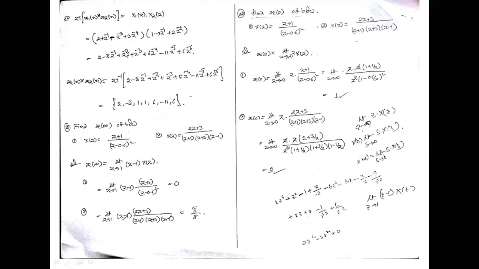Z power minus 1, minus 2, minus 3. There is no 4, 5 and 6. So write the coefficients as a sequence. X1 of n convolved with X2 of n, the sequence is 2, minus 5, 2, and for z power minus 3 the coefficient is 1, z power minus 4 is 6, z power minus 5 is minus 11, z power minus 6 is 6. Got it, my dear students?